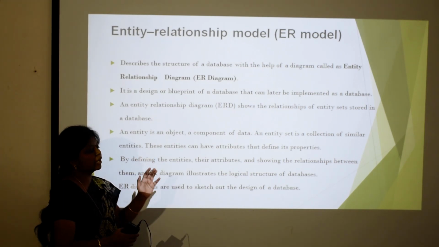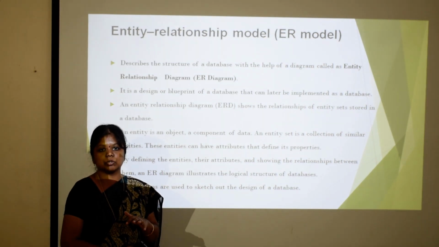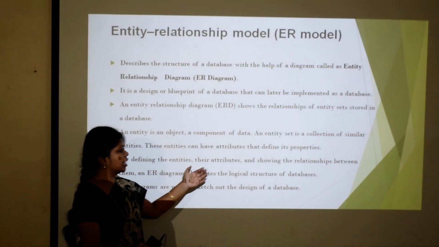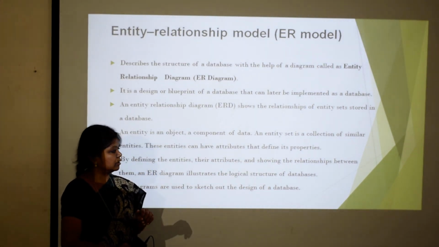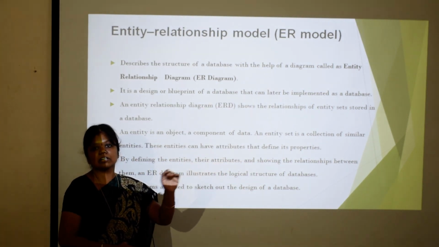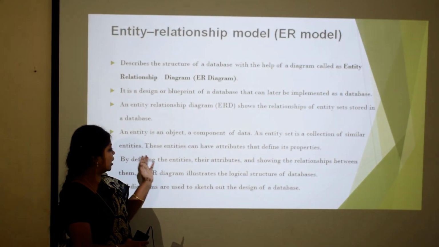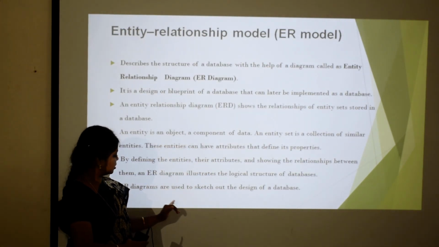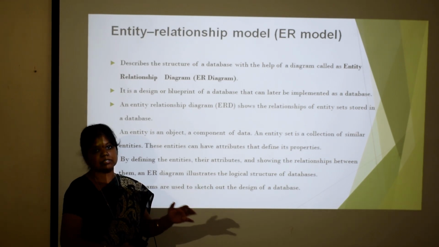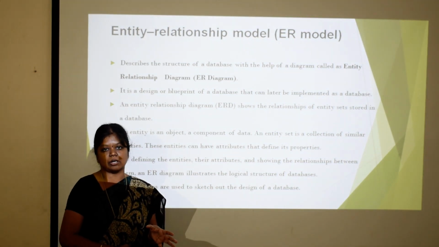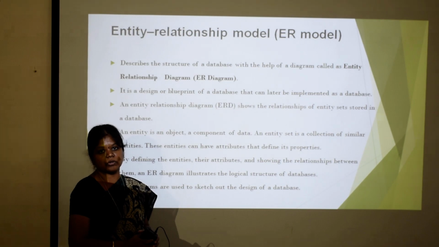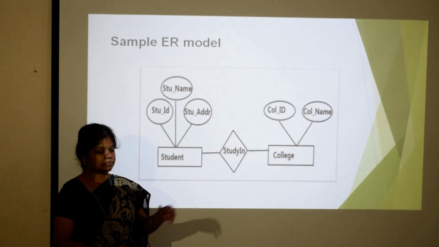So if you combine all the entities and the attributes, and with the help of a relationship, you are giving an entity, you are defining a database. So it is called an entity relationship diagram. It tells what the sketch is, that is, you are going to design a database. So for designing, you are giving a diagrammatic representation.